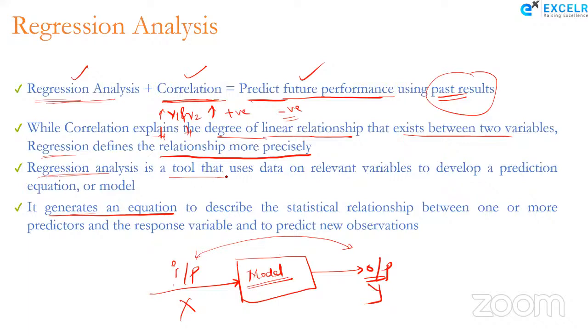So regression analysis is a tool that uses data on relevant variables to develop a prediction equation or a model. Our goal is to develop a prediction equation or a model such that given certain input with regards to the X variable, we are able to successfully predict or generate the output. Basically, this model or equation describes the statistical relationship.